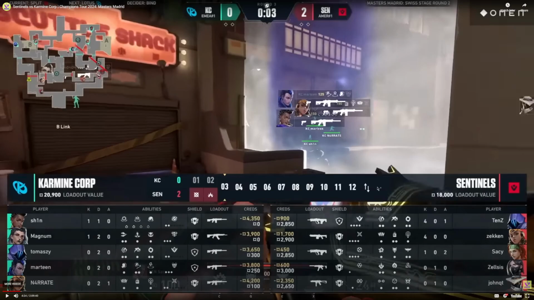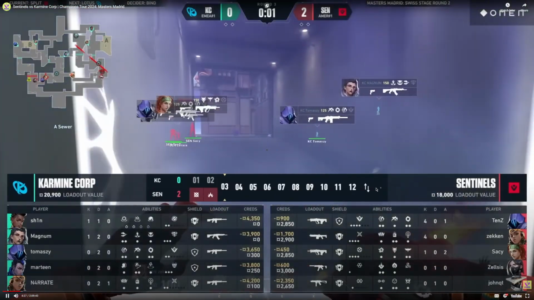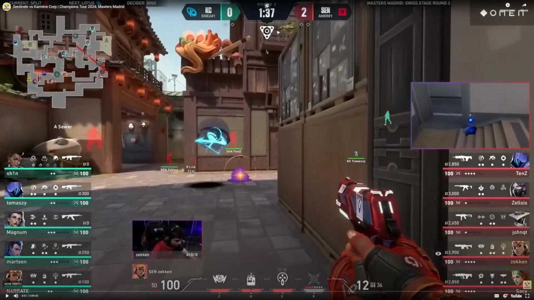We're just going to be looking at the rounds through. I'm just going to be giving some commentary. Zekken picks up the judge. He was talking about how much he was playing that on Split during his rank game since being in Madrid. Okay. This is round 3.